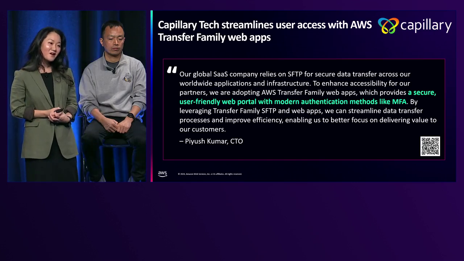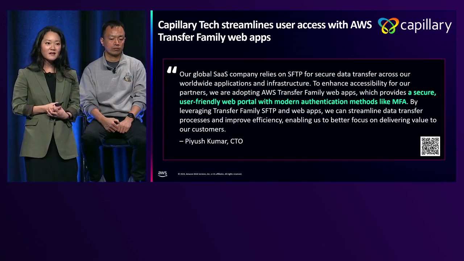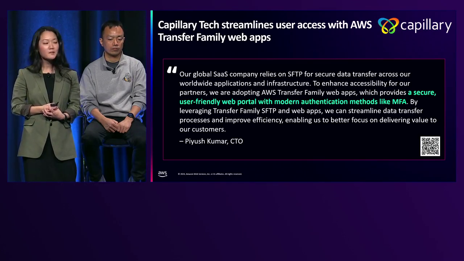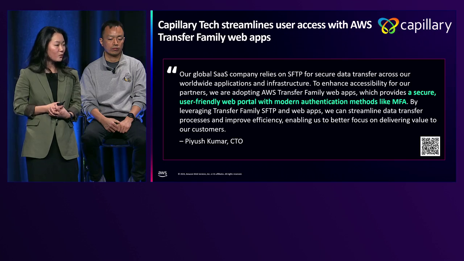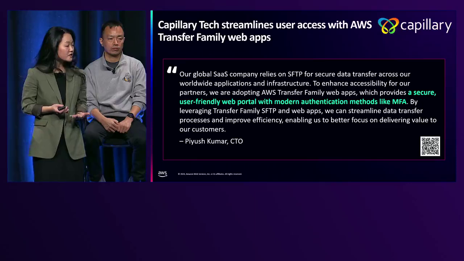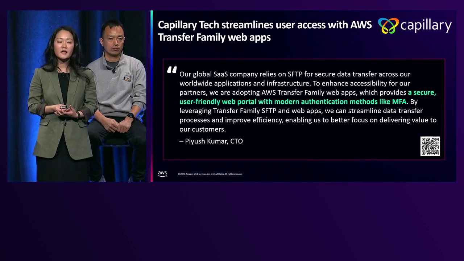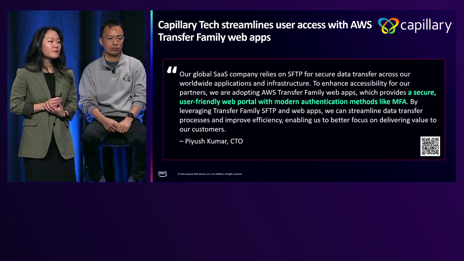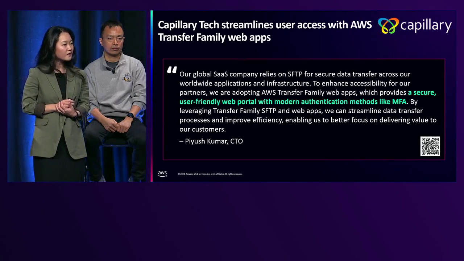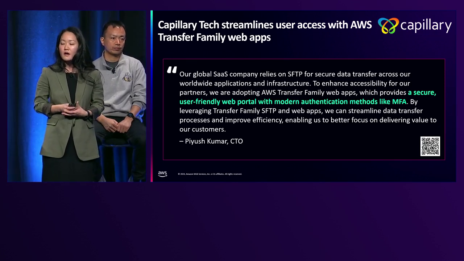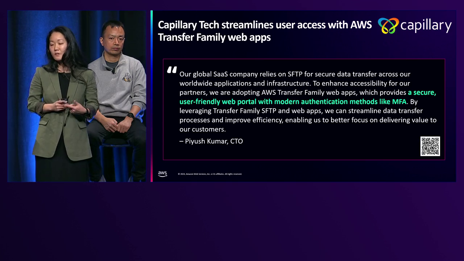Now, I wanted to also talk about one more customer, Capillary Technologies. Capillary Technologies is a global SaaS provider that provides end-to-end loyalty programs across 30-plus countries, working with over 250 brands. Capillary Tech actually already leveraged SFTP through Transfer Family, and it's worked really well for their global applications. But Capillary Tech came to us because they had an additional requirement. They wanted to authenticate their human users using modern authentication mechanisms like multi-factor authentication, single sign-on, and more.